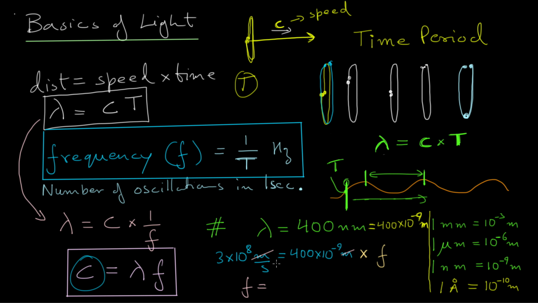F is equal to how much? Like 3 by 4. How much is that? Or you can take 30 by 4, whatever you want to write. 3 by 4 is how much? 0.75, right? Manage the zeros. Manage your zeros.